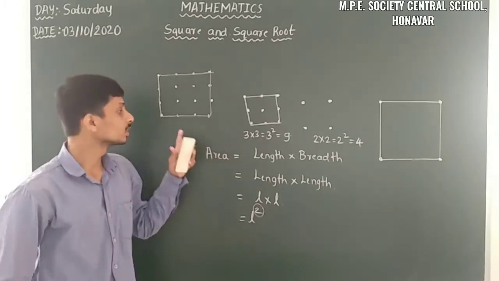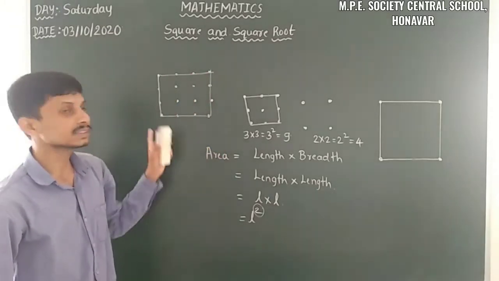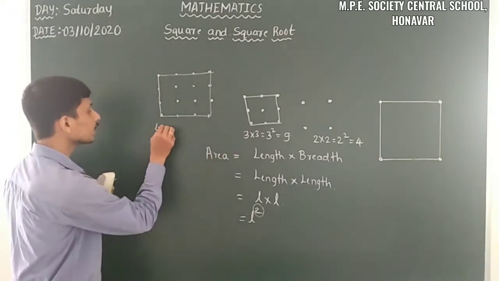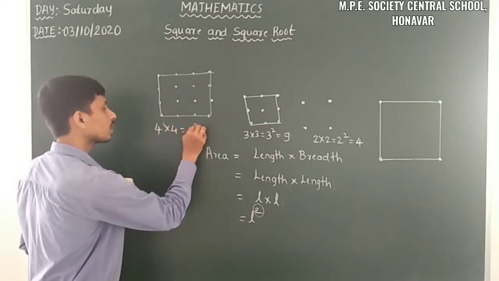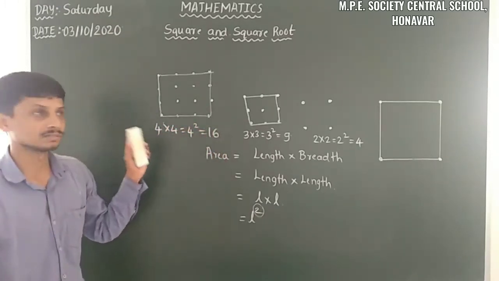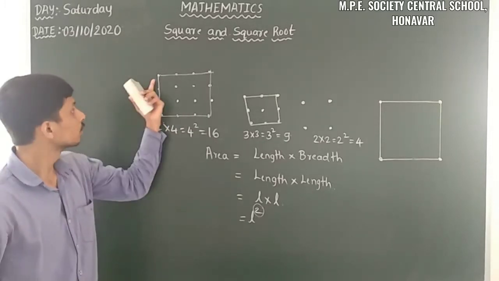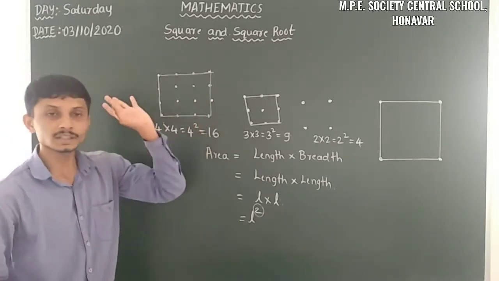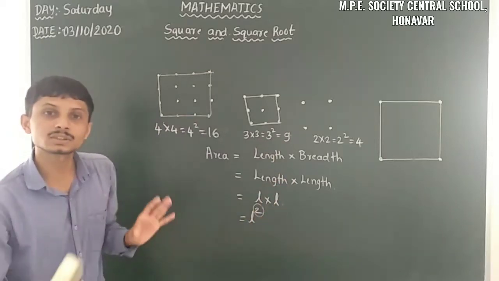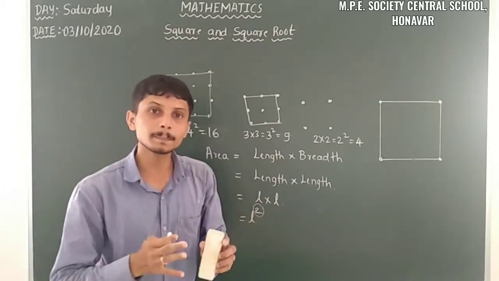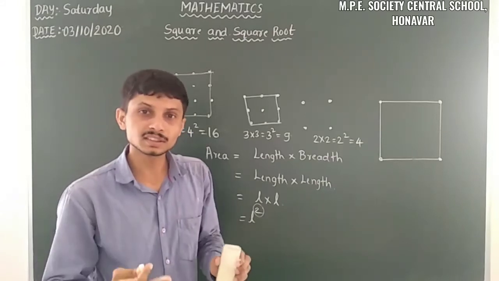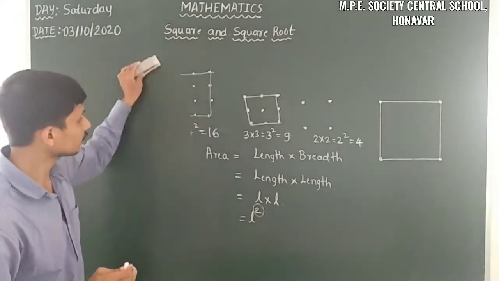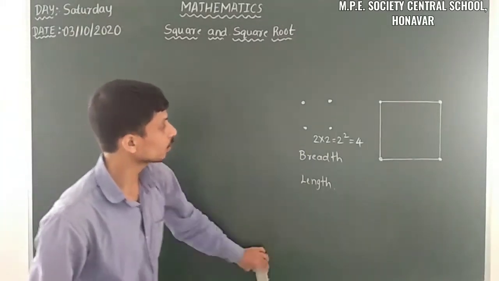In a perfect square, all the sides are equal. So that is why we are calling it a perfect square. Here 4 into 4 is equal to 4 square is equal to 16. Just count: 1, 2, 3, up to 16. When we multiply a number 2 times, we get the perfect square. So here we have the concept of perfect squares.